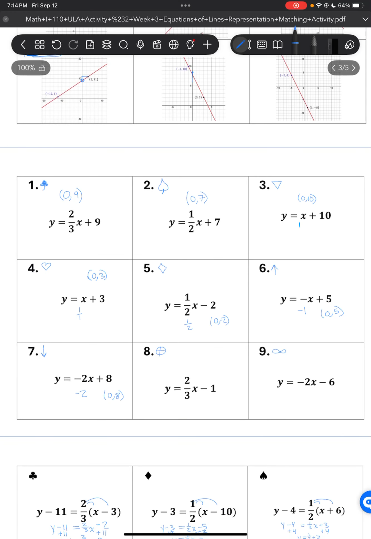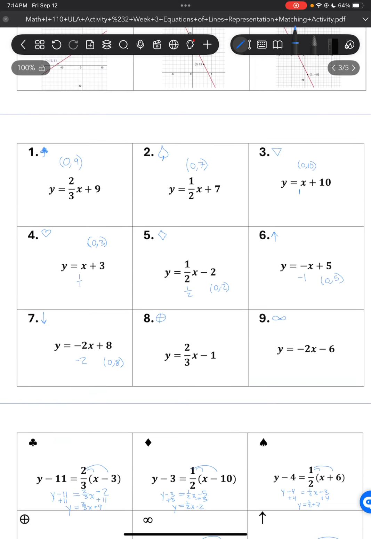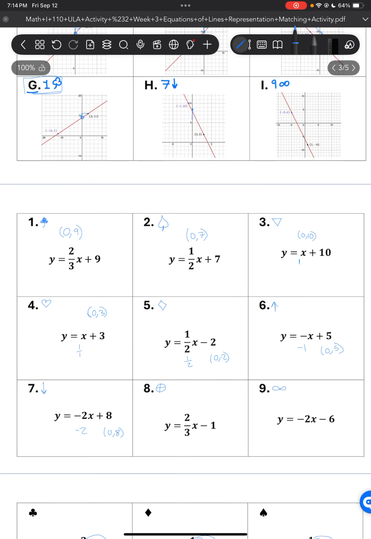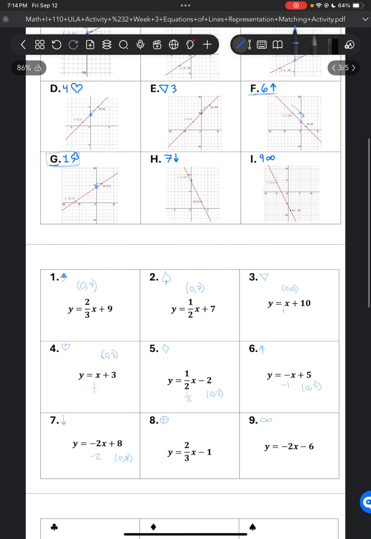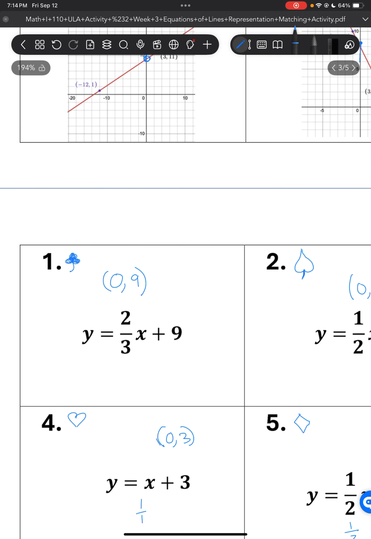Okay, so in our last video, we matched our point slope forms to our y-intercept forms. And now in this video, I'm going to explain how I would match each y-intercept to the graphs, right? So the tips and tricks. I've already written what I was doing here.